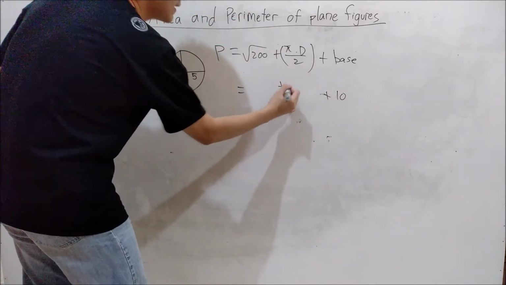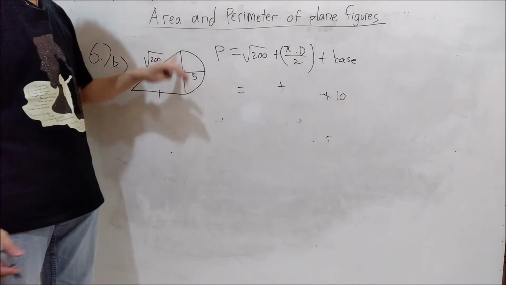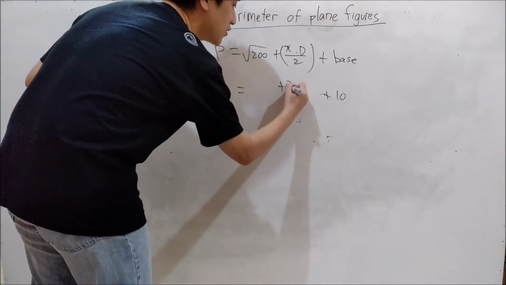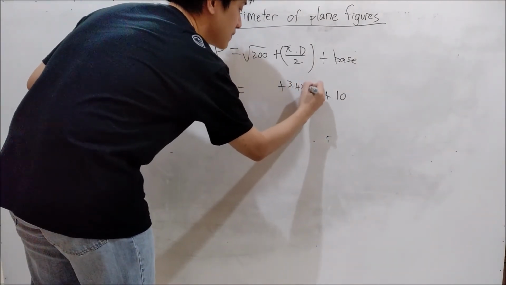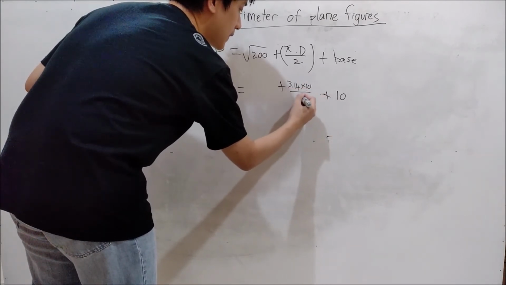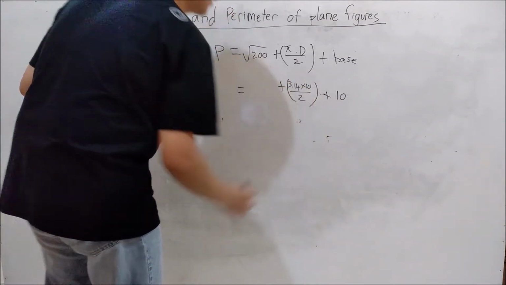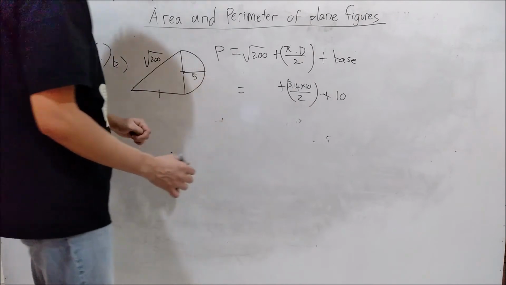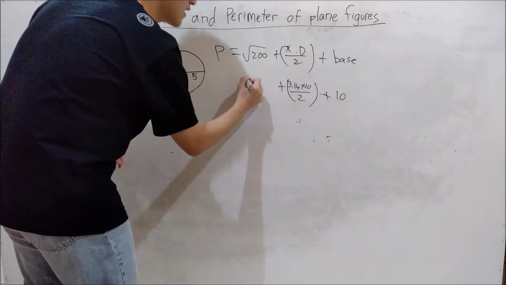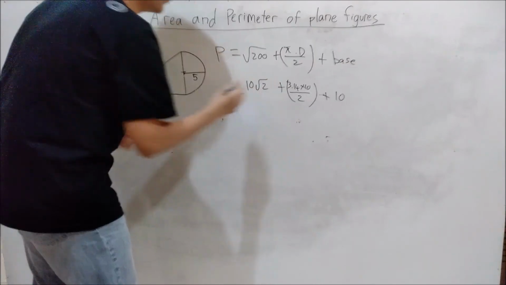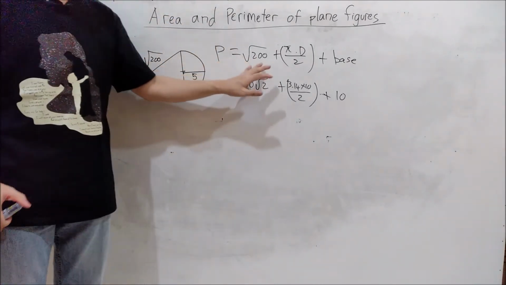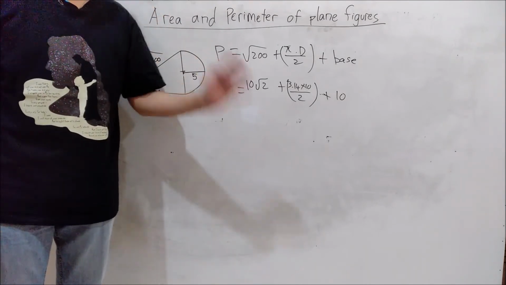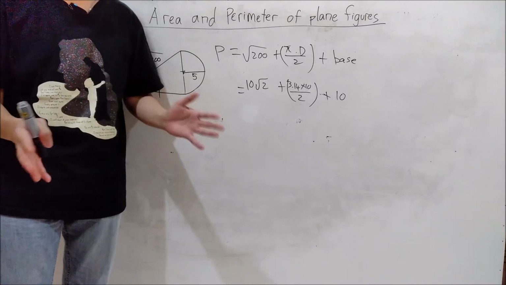Pi times d. Since the diameter is 10, what we are going to use is not 22/7. We are going to use 3.14 times 10 divided by 2. Then how about square root of 200? Square root of 200 means square root of 2 times 10 times 10. That's why we will get 10 square root of 2. If you do not know how to count this, try to search in Google how to solve square root of 200, and then Google basically will tell you the way of doing so.